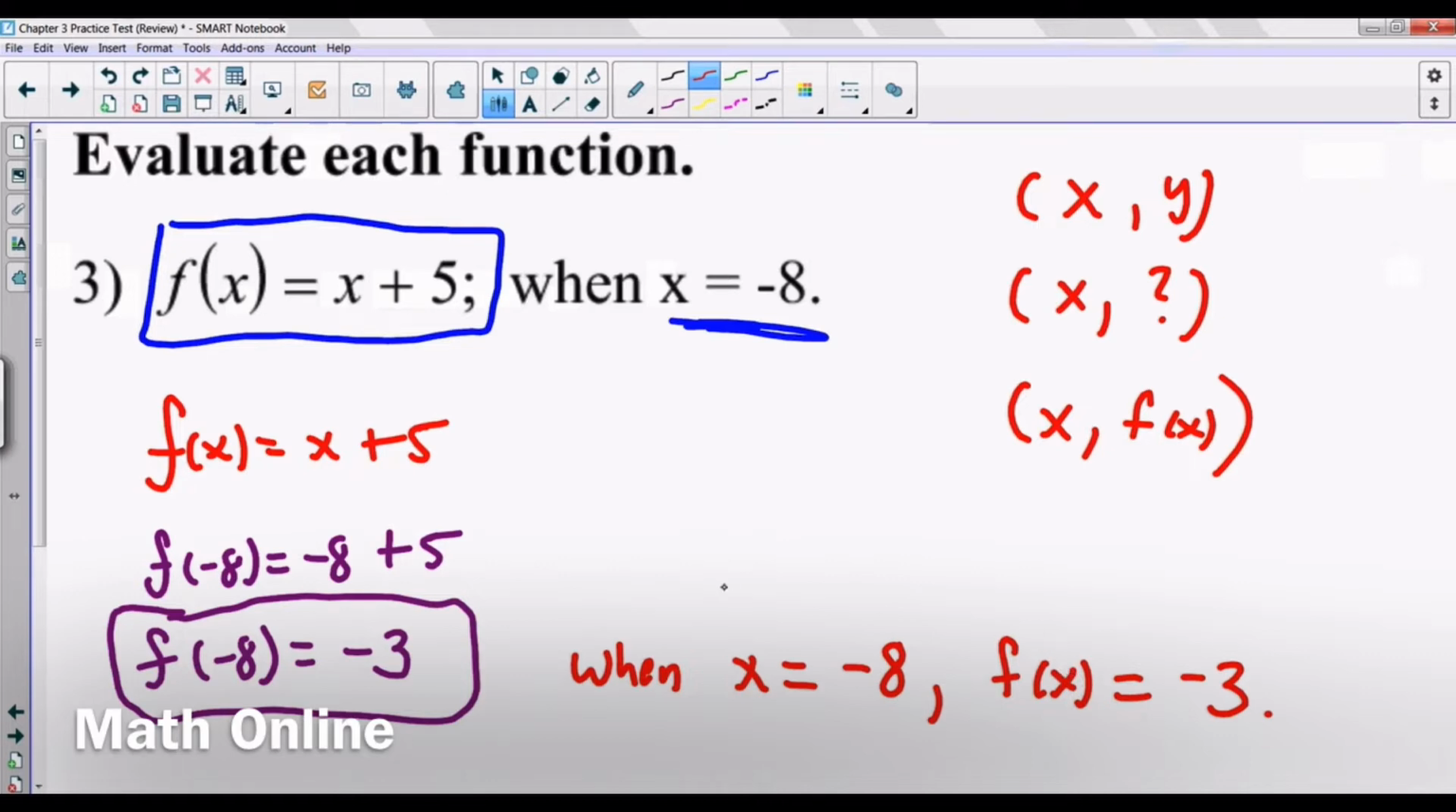Okay, so hopefully that made sense for you guys. You could either write this statement or this sentence. Either one is perfectly fine. If you guys have any questions, please let me know. You can leave a comment below. Other than that, let's move on to the next slide.